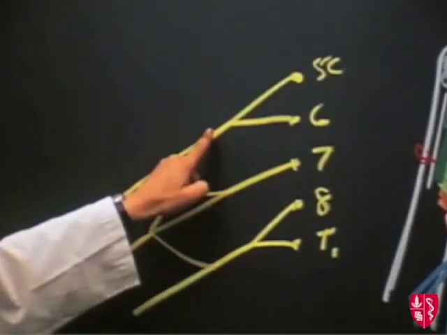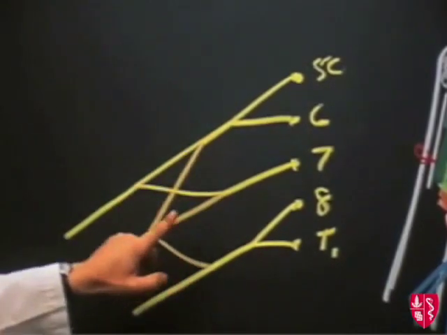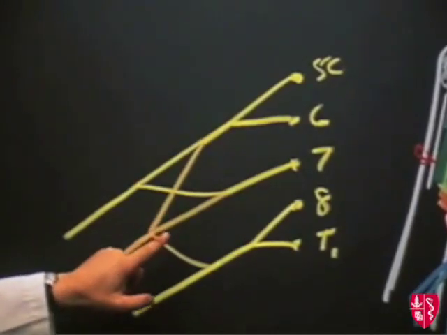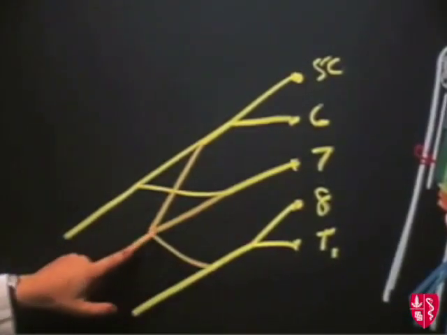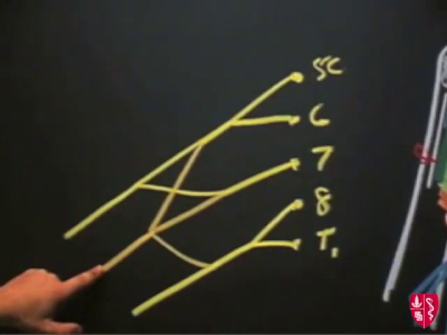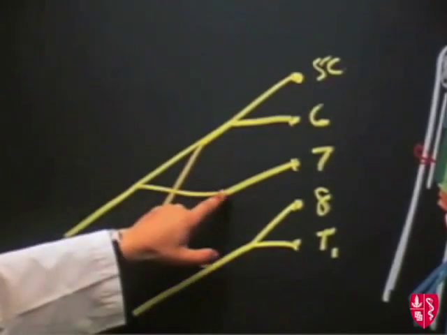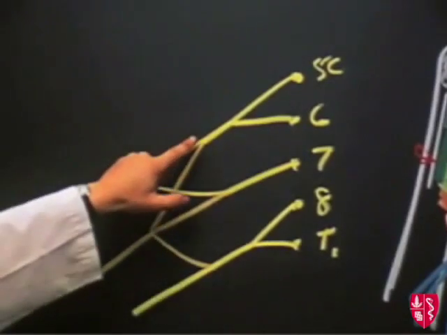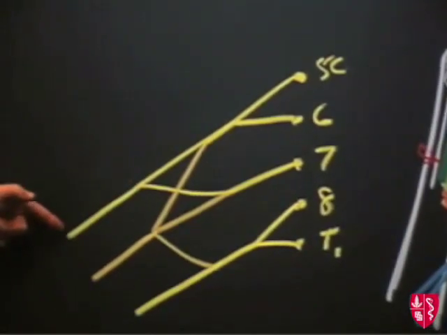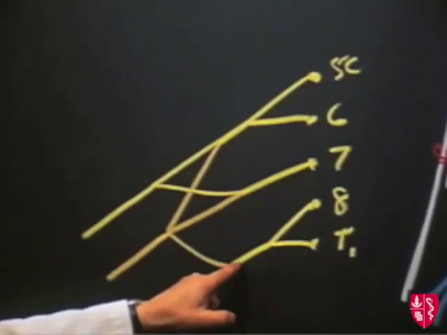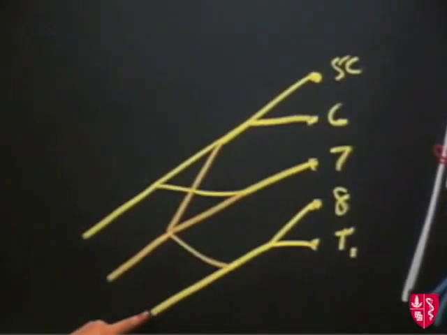Now these three trunks, 1, 2, 3, divide into anterior and posterior divisions. The posterior divisions are indicated in a darker yellow, and these unite to form the posterior cord of the plexus. The anterior division of the middle trunk unites with the anterior division of the upper trunk to form the lateral cord of the plexus. And the anterior division of the lower trunk continues as the medial cord of the plexus. Now let us consider the branches from these different parts of the brachial plexus.